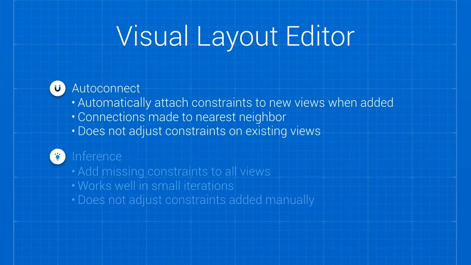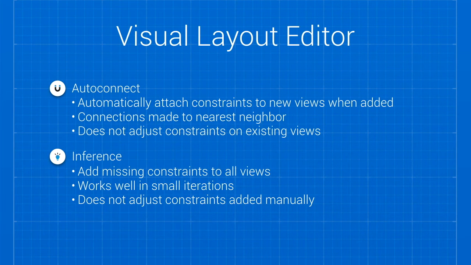Okay. The one that I think I like a little bit better is the inference feature. This one is actually really smart, and it seems to be getting smarter with each version. What this will do is it will evaluate the entire layout, all the views that are currently in it, and it will automatically add constraints across the whole thing. So if you don't want to add any constraints, you just want to place the views where you think they should go, you want to click one button and have it all done for you. That's inference.